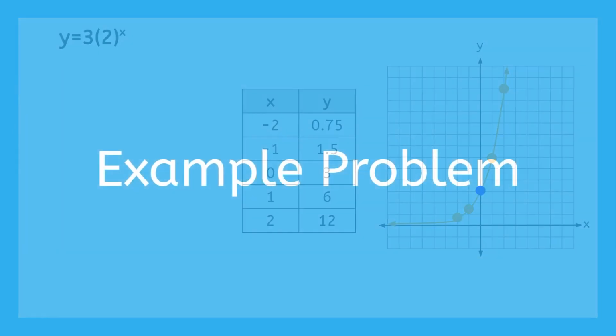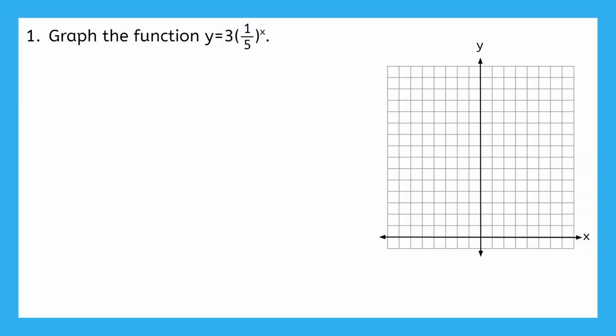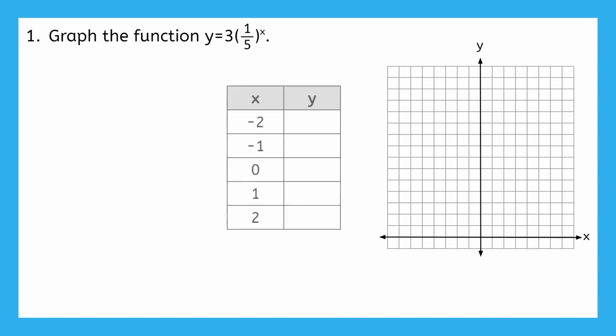All right, it's time for us to try an example problem. This problem says to graph the function y equals 3 times 1/5 to the power of x. How would you create a graph for this function? What would you do first? Well, we need points to plot on the graph. What's a great way to find some points and keep them organized? Yeah, we'll fill in a table and use that to help us make the graph. Go ahead and calculate the y values for this table, and then create the graph using the points you found.